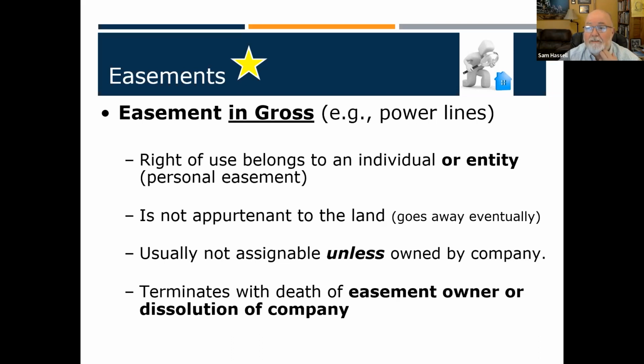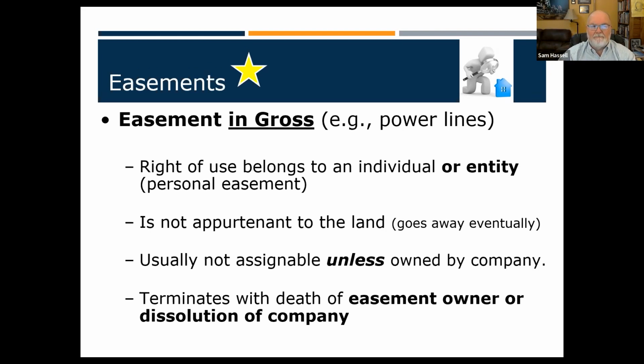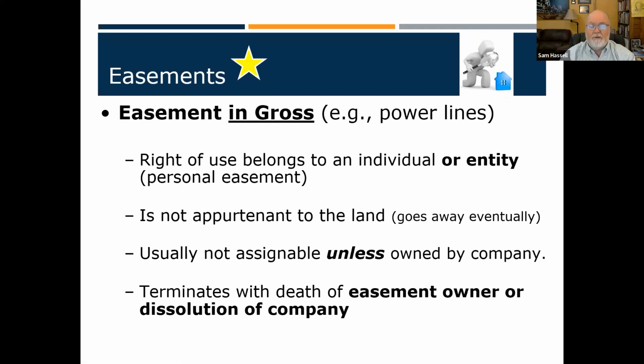I am still the servient tenement. Everybody's still using my property. But there's no dominant tenement. There's no other property that's involved here. It's just that these public utilities and things are using my property. Okay? They're using my property. I am the servient. I can let people come over, use it, do whatever. But there is no dominant. All right? So it's not usually assignable unless owned by a company.